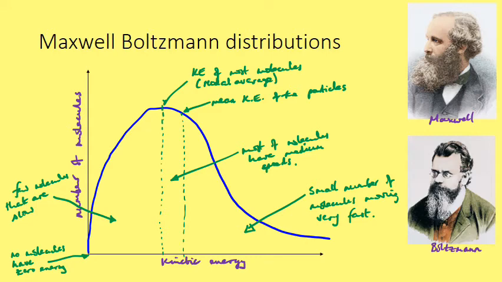And I think the last thing to say about a Maxwell-Boltzmann distribution is, and this may be obvious, if it's not, it's worth saying, that the area under the curve is equivalent to the total number of molecules. So if you're going to change the temperature, but you're going to keep the same number of molecules, the shape of your curve would change, but the area under the curve would stay the same.